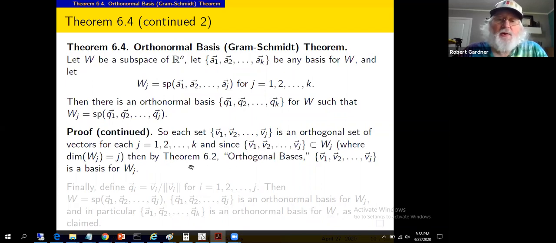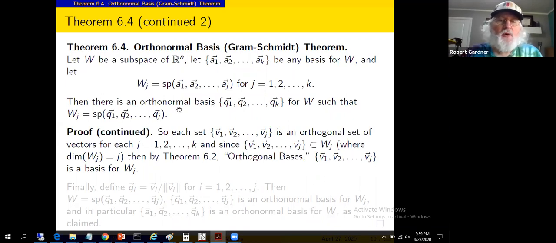The theoretical reason is Theorem 6.2. We've got j linearly independent vectors in a space of dimension j. They must be a basis. That's what Theorem 6.2 said. You sure these V sub 1 through V sub j are linearly independent? Yeah, they're orthogonal. We built them that way. And orthogonal vectors are linearly independent. That was a big chunk of the argument in Theorem 6.2. All right, so we've created for each W sub j an orthogonal basis, V1 through V sub j.